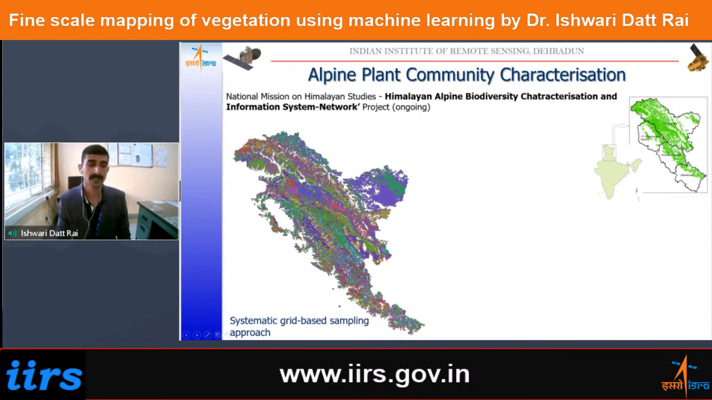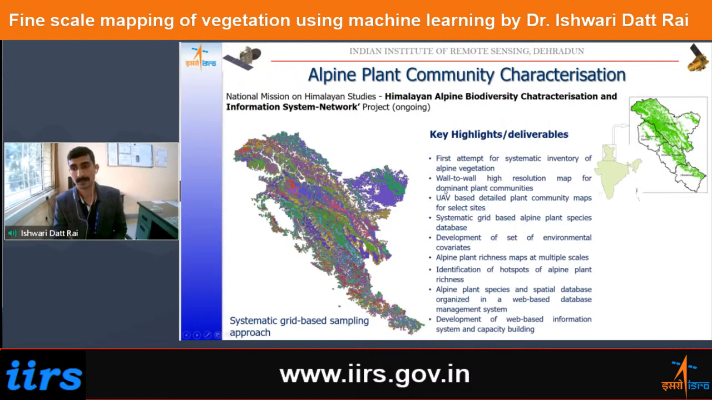And this area is beyond 3000 meter up to 5500 meter elevation zone. So this broad zone is targeted for very fine scale or community level mapping of the alpine vegetation. And this project basically targets the wall-to-wall high-resolution maps for the dominant plant communities for the entire Western Himalaya.